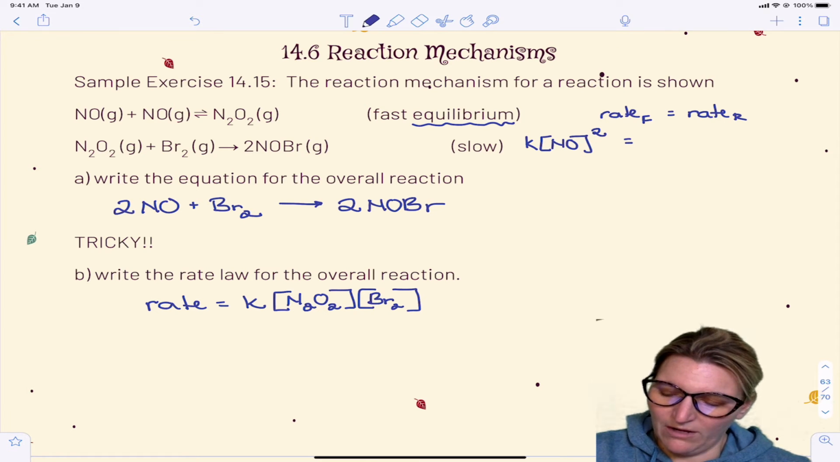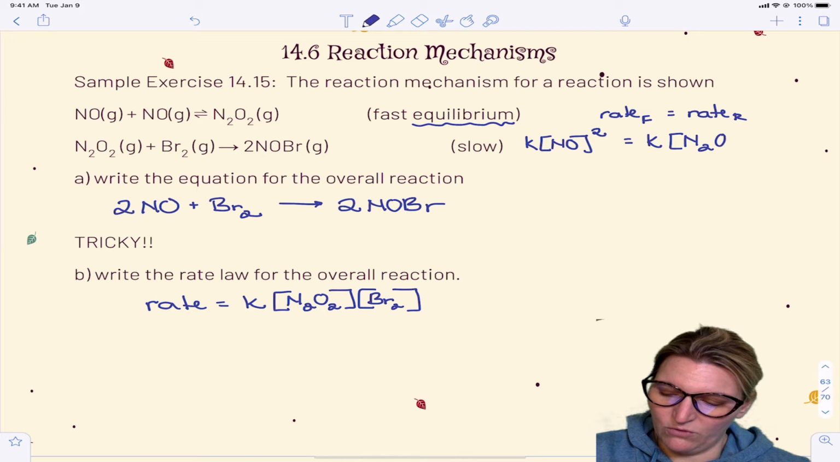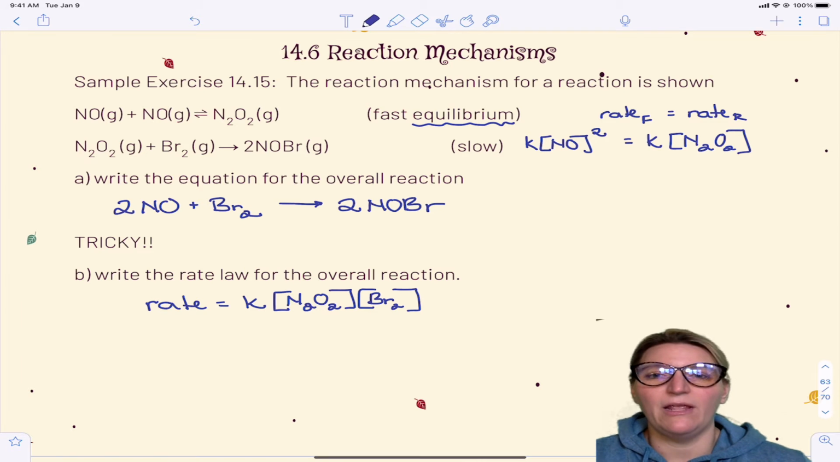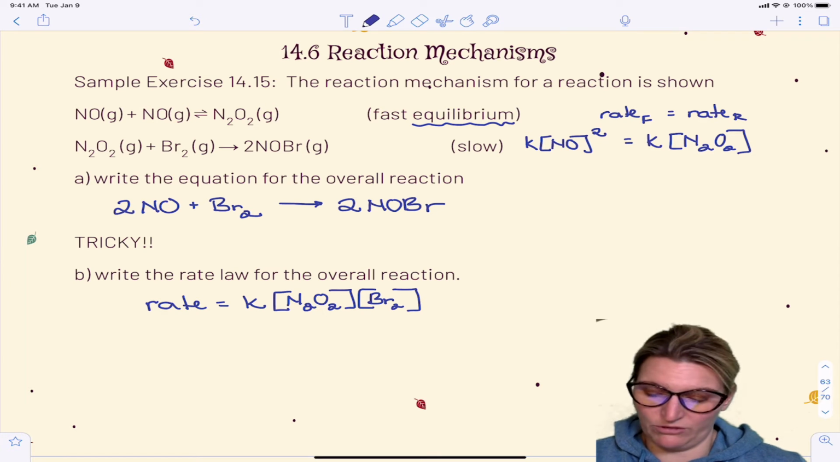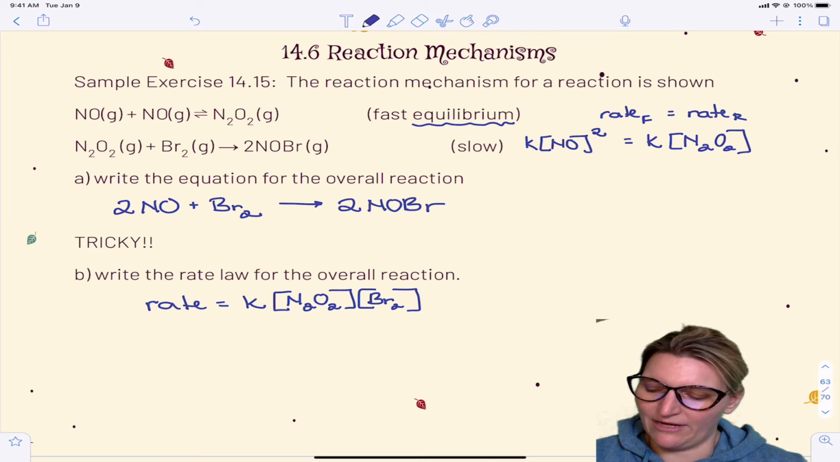and that would be equal to another K times the concentration of N2O2. And these Ks, they're numbers. They differ depending on temperature, which this question doesn't give us. So we just know that they are going to act as an actual numerical value, and then all get jumbled up into the final K at the end.